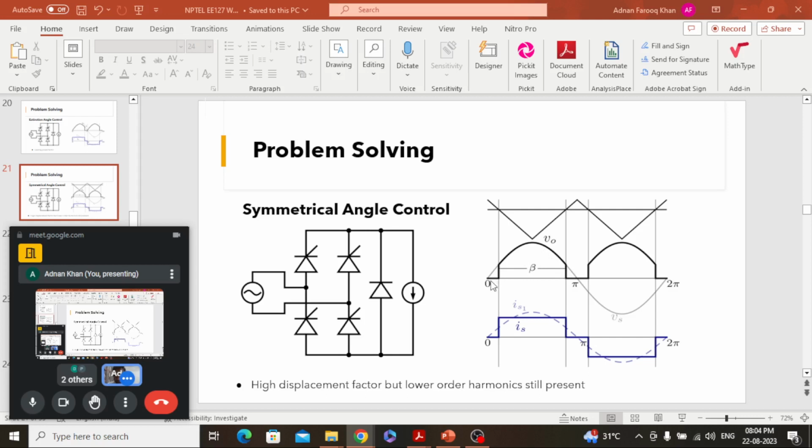Let us say we are turning on these two devices at an angle alpha, then the output voltage will follow this wave in this position, and at some angle beta it will turn off. This whole conduction period is beta, and at this instant we are turning off.